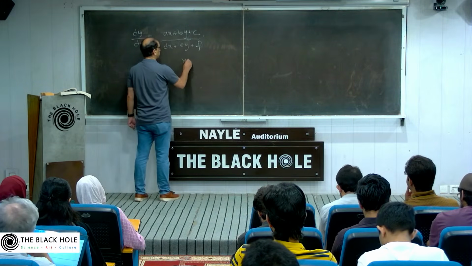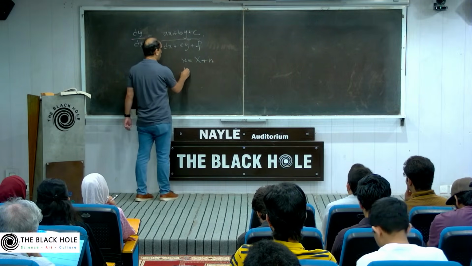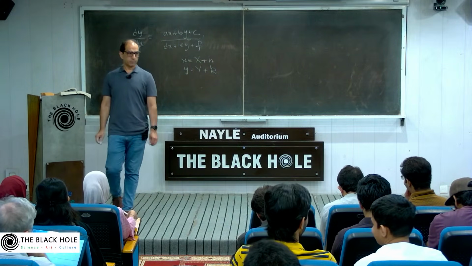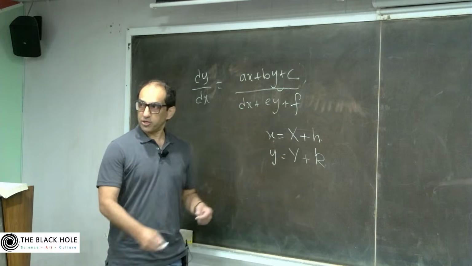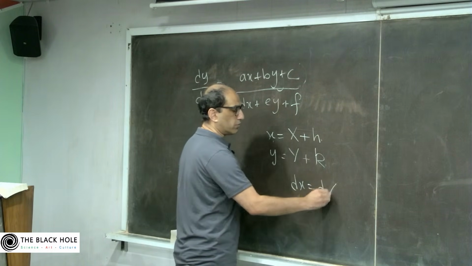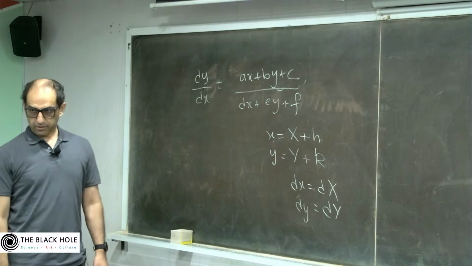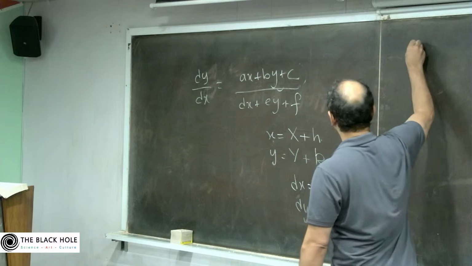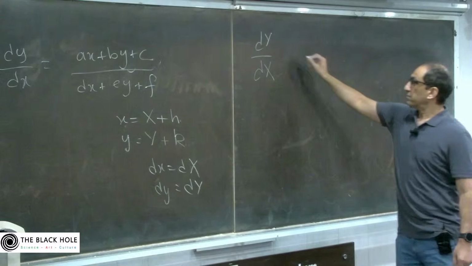So in this case, what you say is that my small x is equal to capital X plus h and my small y is equal to capital Y plus k. Okay? The beautiful thing is that when you take the derivative, the small x will give you capital X, the small y will give you capital Y. Okay? So this will become, all right. And what about this?